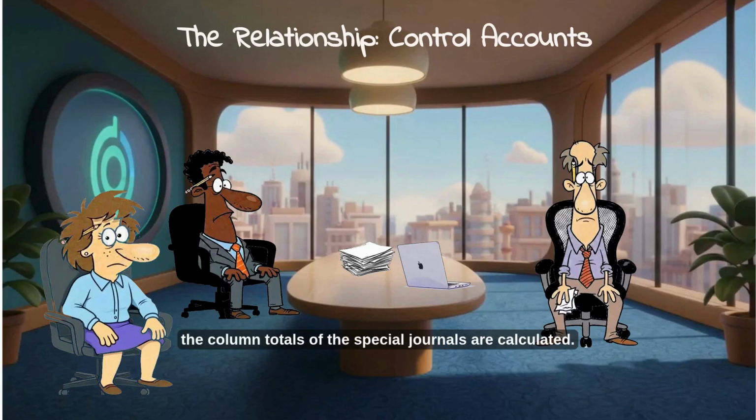At the end of the month, the column totals of the special journals are calculated. This single total is then posted to the general ledger. For example, if a business has 500 credit sales in a month, the accountant only makes one posting to the accounts receivable and sales accounts in the general ledger instead of 500 individual postings.